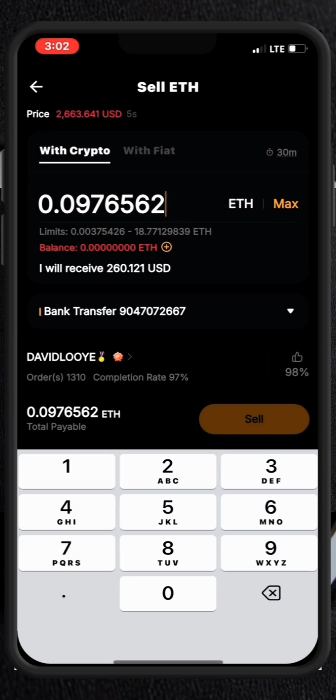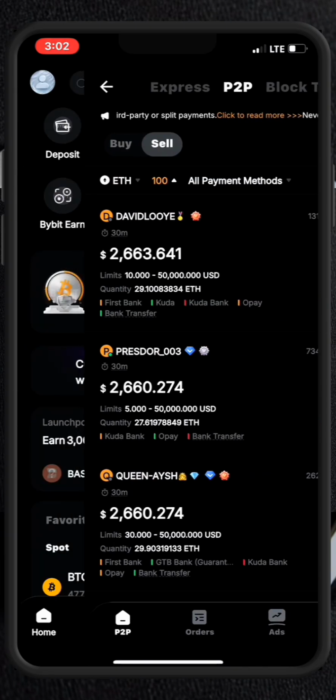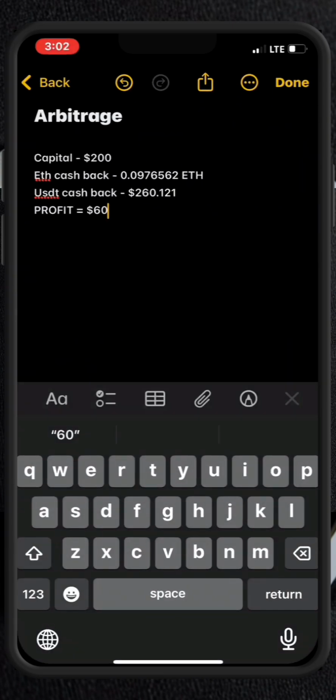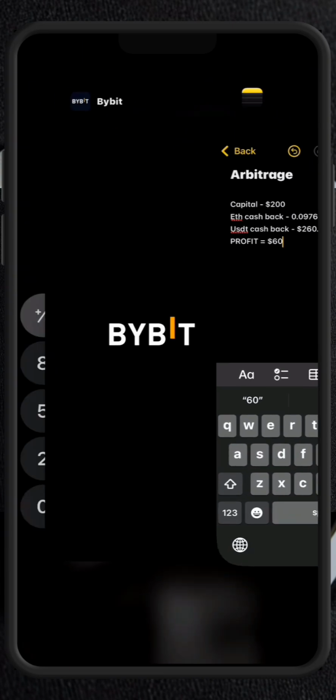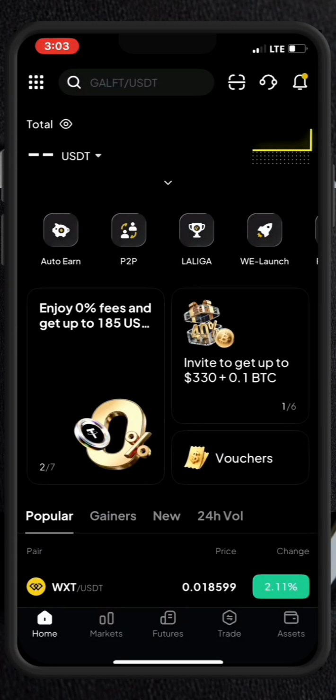As you can see, with just $200 you can potentially make up to $60 profit per transaction depending on the market conditions. Remember, these opportunities don't last forever, so always check the price differences before executing any trade and make sure to only trade with verified merchants with a high completion rate.